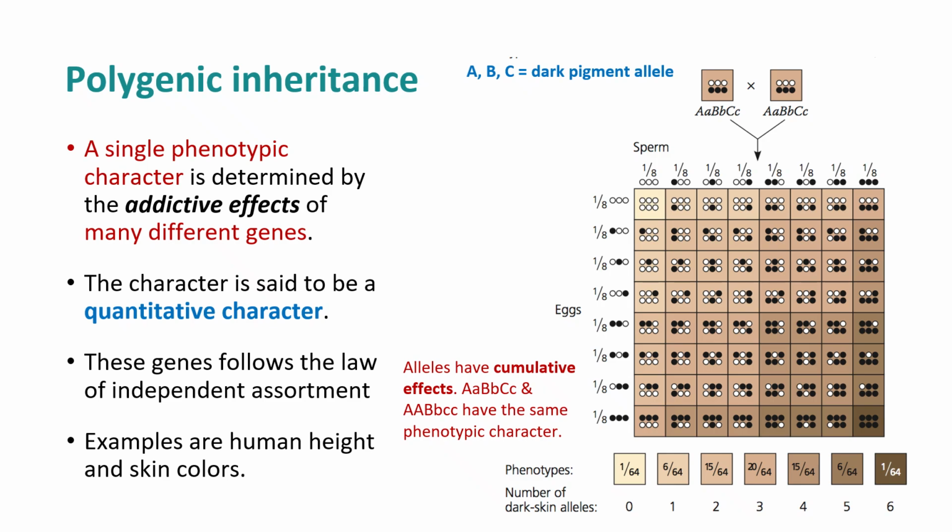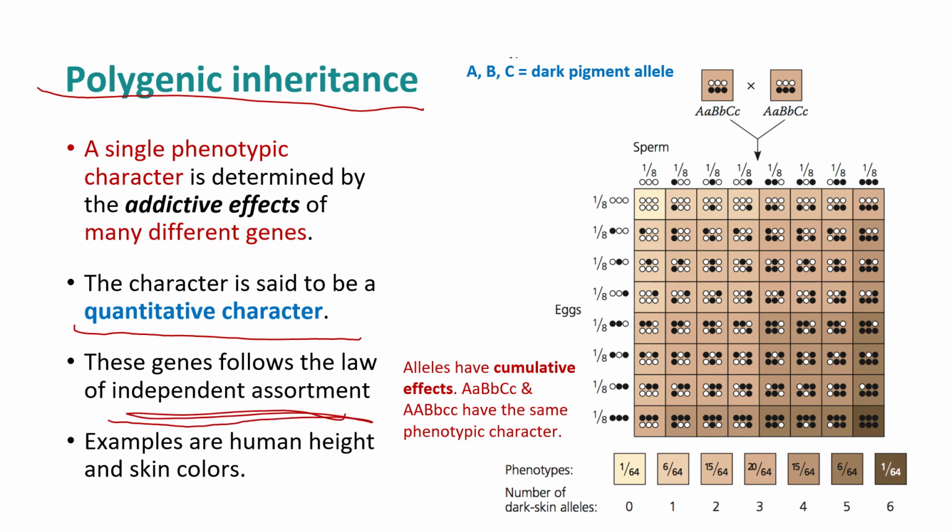Okay, and then finally, a single trait can also be the result of multiple genes that act on it independently. So the example we have here is polygenic inheritance. Okay. So in polygenic inheritance, a single phenotype is determined by the additive effects of many genes. Okay, so in this case, the character is said to be a quantitative character. In polygenic inheritance, although the character is affected by multiple genes, these genes follow the law of independent assortment. Okay, so they will sort independently of each other.